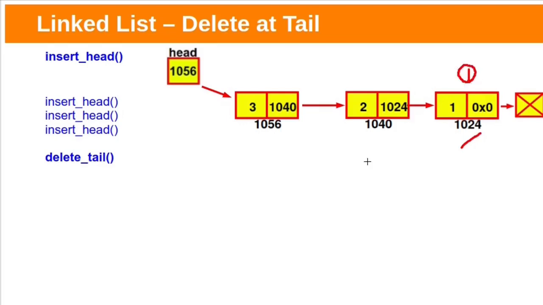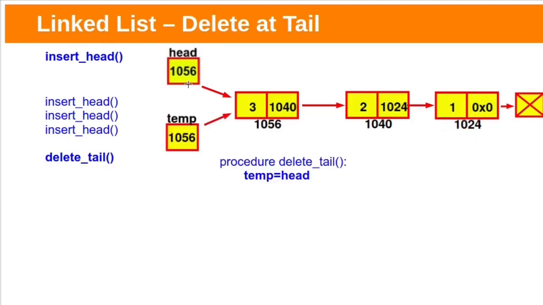To access and delete that node, we need one reference. So we will use one pointer variable to find the last node. Let's call it temp. After deleting this last node, we need to perform one more operation. This second last node link should be set as null. So assign this value to the temp pointer.